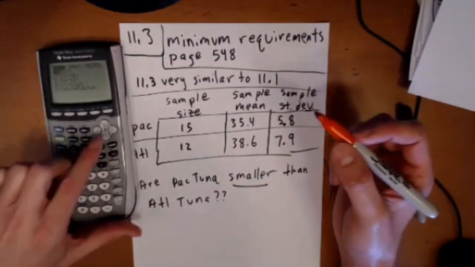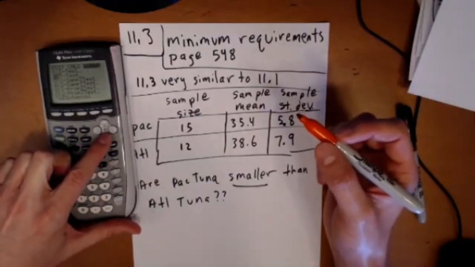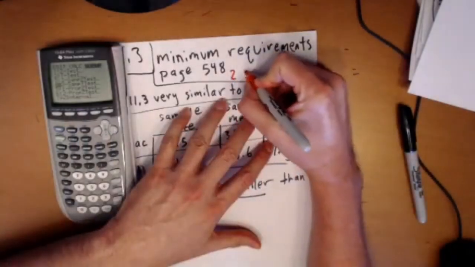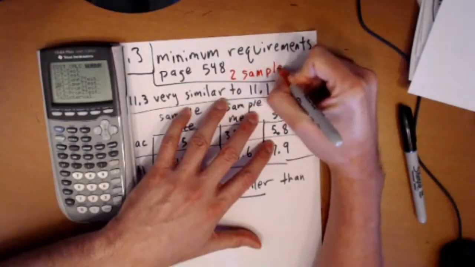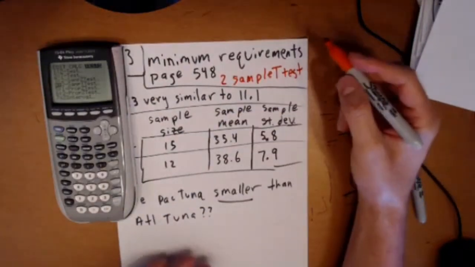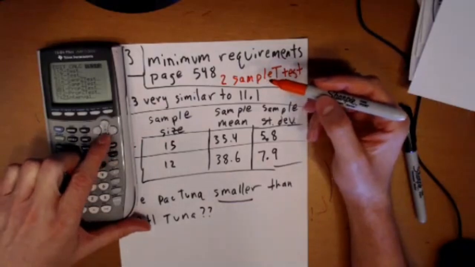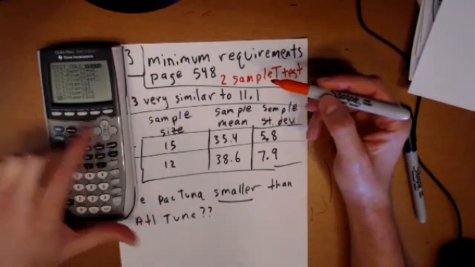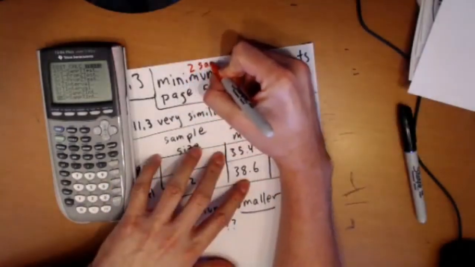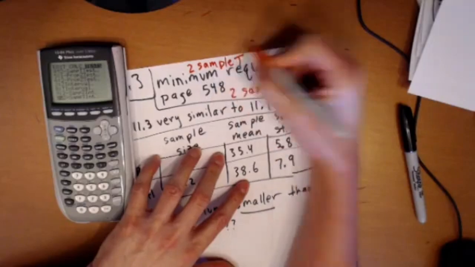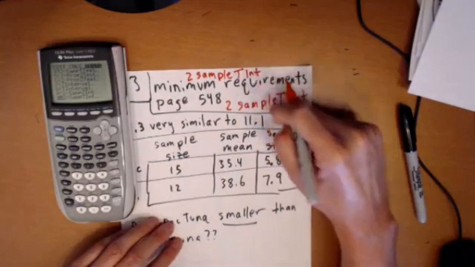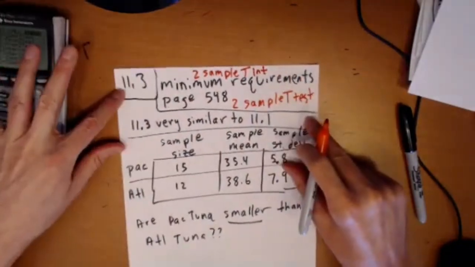Let's come see what it says. Tests: two sample t-test. And we're also going to use the two sample t interval, two sample t int for interval. So those are the two calculator functions we're going to be using in 11.3.